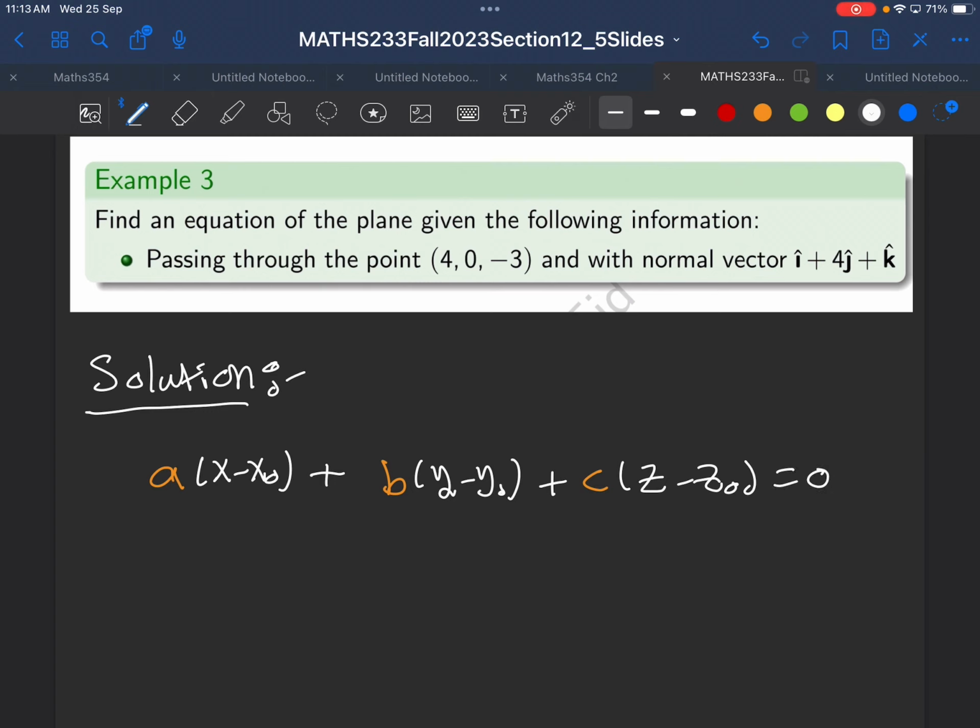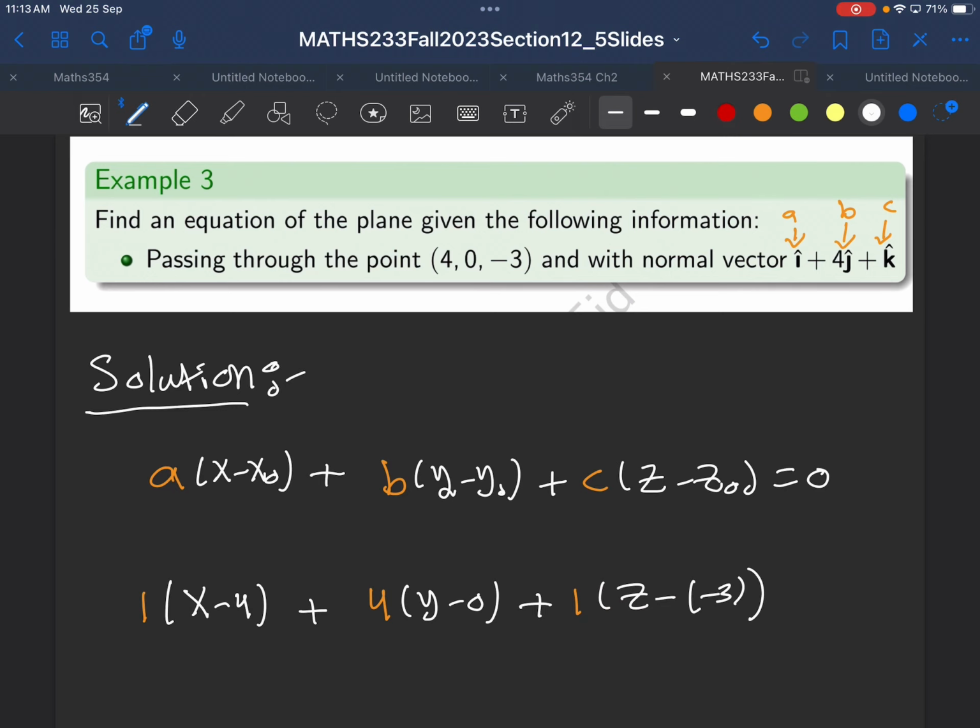Now, the first step we need to do is to know the value for A, B, C. Remember, the value for A is the number in front of i, the value of B is the number in front of j, which is 4 in this example, and the number in front of k is my C. So A will be 1, B will be 4, C will be 1. And then we have x minus x naught, which is 4, plus y minus 0, plus z plus 3. Remember, we have a double negative, so it will be a positive in a second.